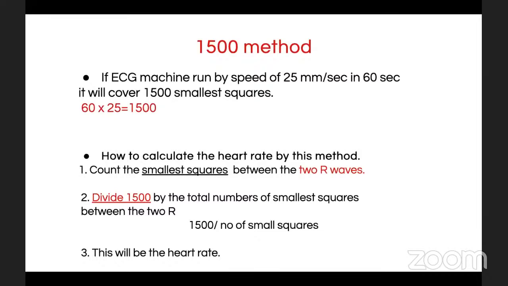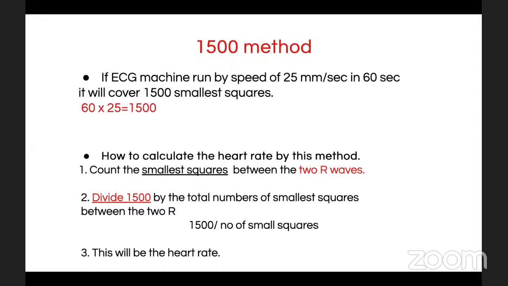نجي عند 1500 method. تقريبا نفس اللي قبل شوي، بس بدل ما نحسب large boxes نحسب smallest squares. أوكي small boxes. If ECG machine run by speed of 25 millimeter per second, in 60 seconds it will cover راح تغطي لنا 1500 smallest squares. أوكي إذا بتشوفها في 60 seconds.